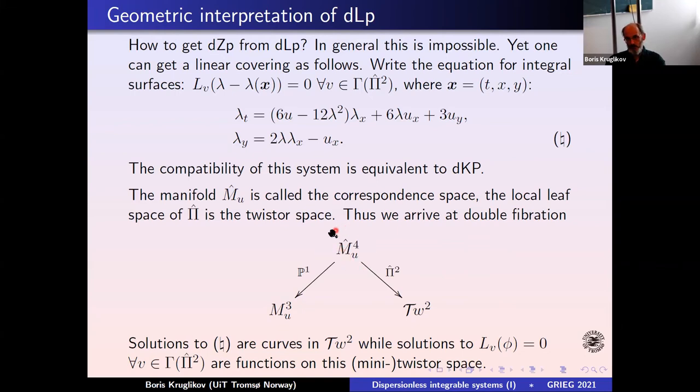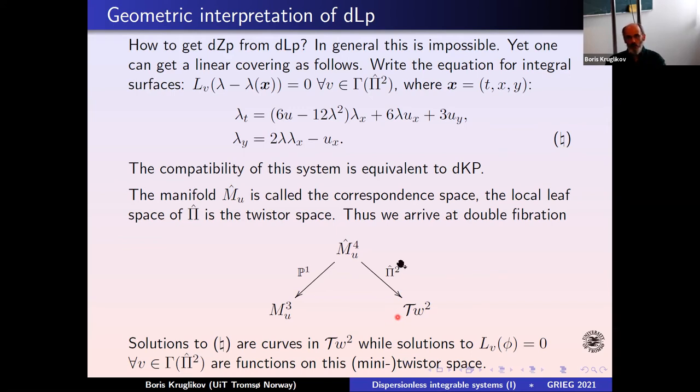Here we have a distribution, actually, which is Frobenius integrable if U is a solution. Then we can take the leaf space, the space of integrals of the corresponding foliation. I just write it as the quotient by pi hat. Then we get something two-dimensional. In general, it's determined only locally. This thing is called the twistor space. Just subtracting dimensions, you see the twistor space is two-dimensional here. Sometimes people call it the mini twistor space, because there's a bigger twistor space, but mini is a certain reduction.